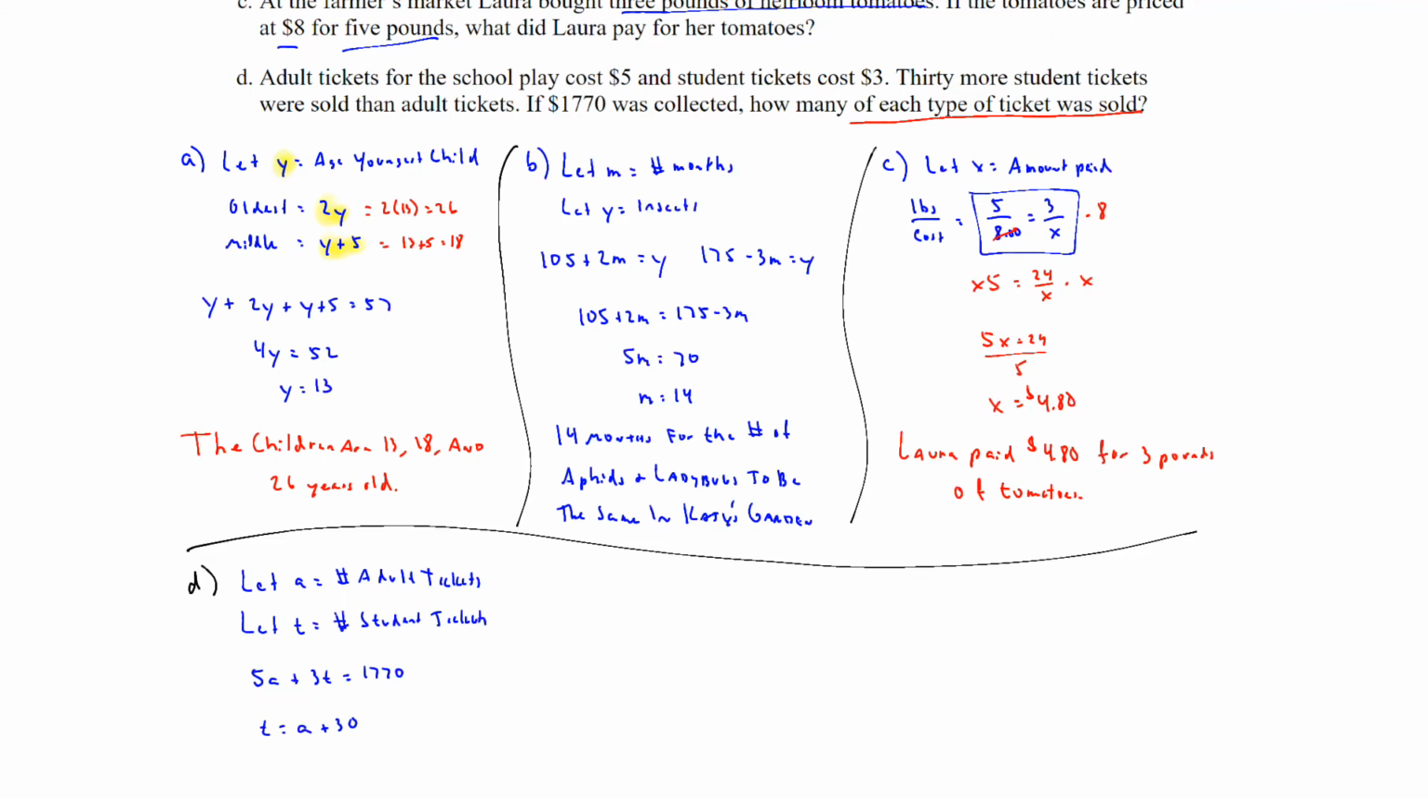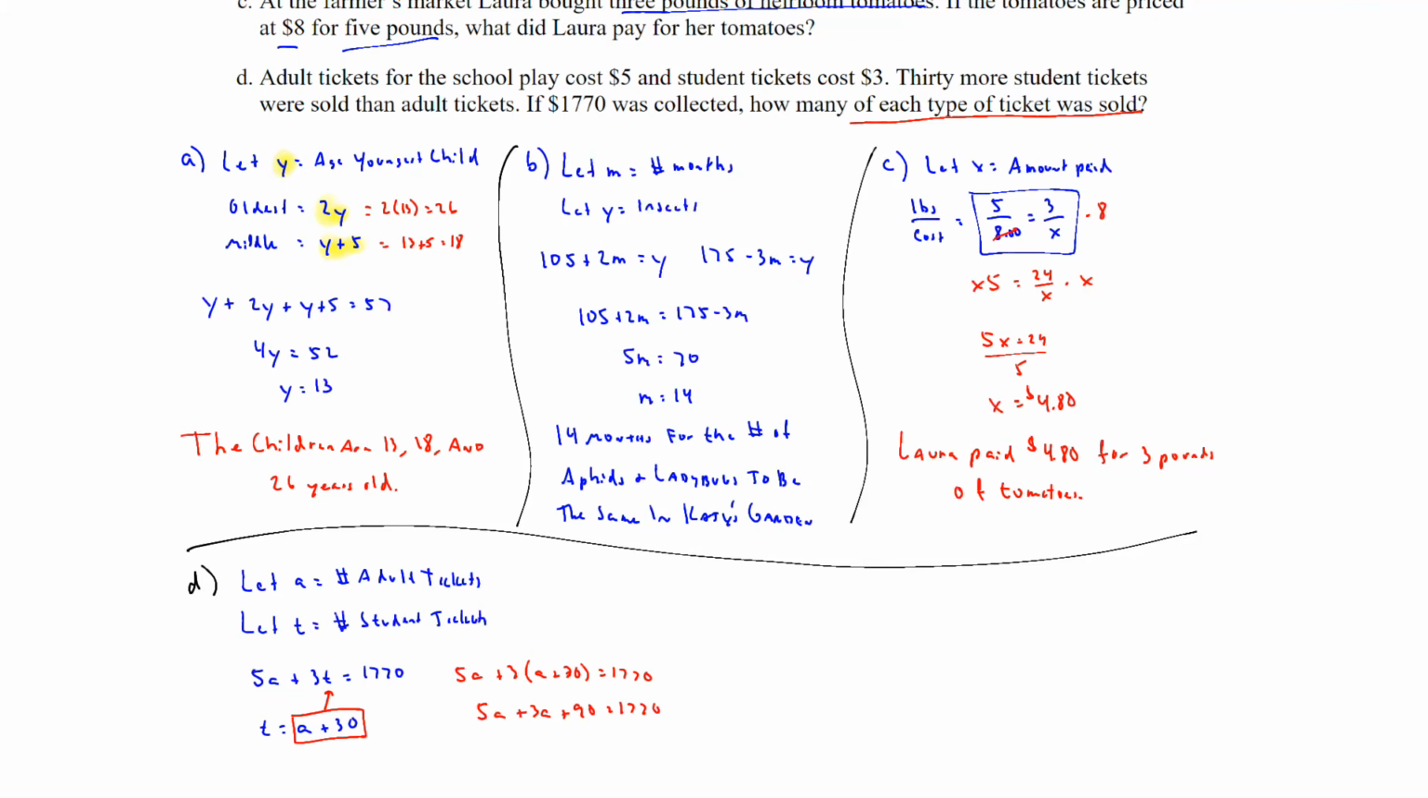using elimination or substitution. This one is set up for substitution, so that's what I'm going to go ahead and use. I'm going to substitute the expression t equals a plus 30 into the t value. And so let's see what we get. 5a plus 3 times (a plus 30) is equal to 1,770. We're going to need to distribute.